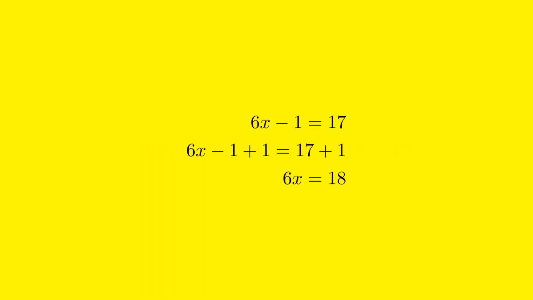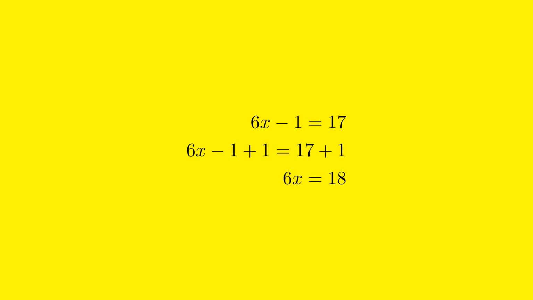Step 1. To solve the equation 6x minus 1 equals 17, we first want to isolate the term with the variable, which is 6x. The variable is the unknown number we're trying to find. To isolate 6x, we need to eliminate the minus 1 on the left side of the equation. To do this, we add 1 to both sides of the equation, because adding 1 will cancel out the minus 1. This step is crucial because whatever operation we do to one side of the equation, we must do to the other side to keep it balanced and equal.